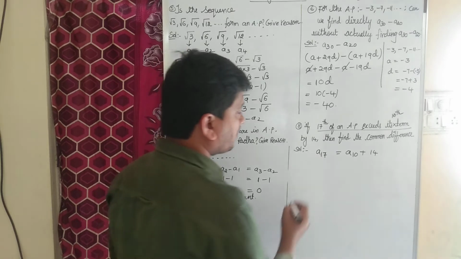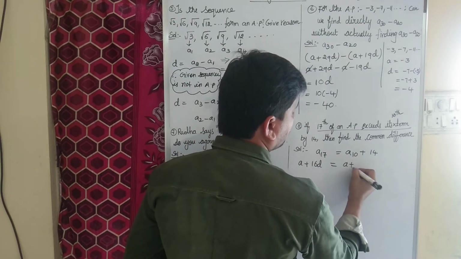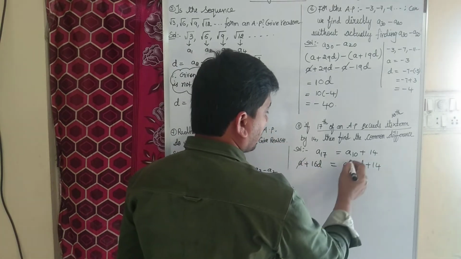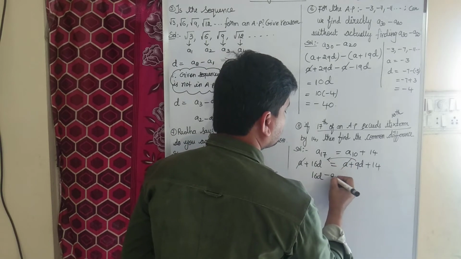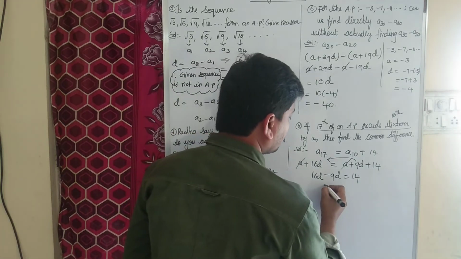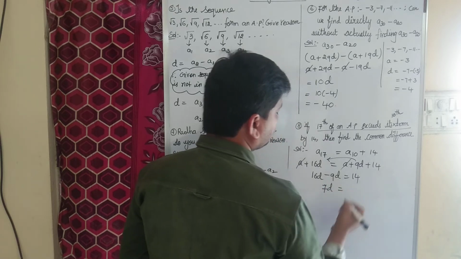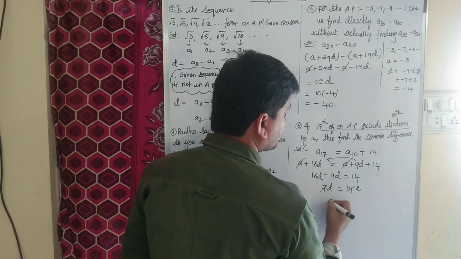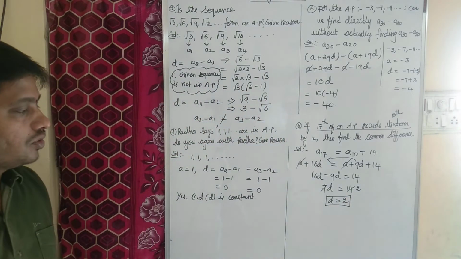So a17 equal to a10 plus 14. Right? So what is the 17th term of an AP? Which is a plus 16d, and the 10th term of an AP is a plus 9d, plus 14. As a gets cancelled, 16d plus 9d, you transpose, minus 9d equal to 14. So 16 minus 9, which is equal to 7. 7d equal to 14. So 7 table, 7 1 ja, 7 2 ja. So what is the common difference? The common difference, d equal to 2.